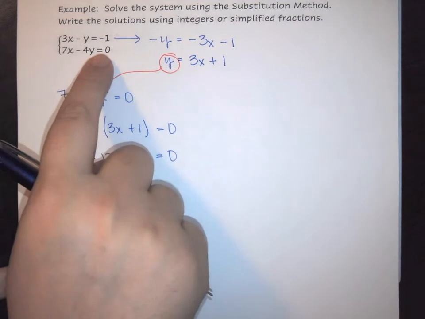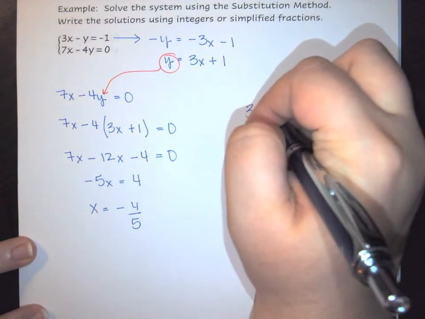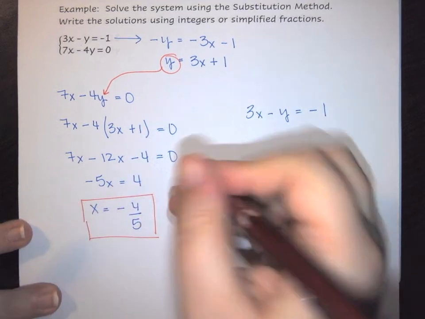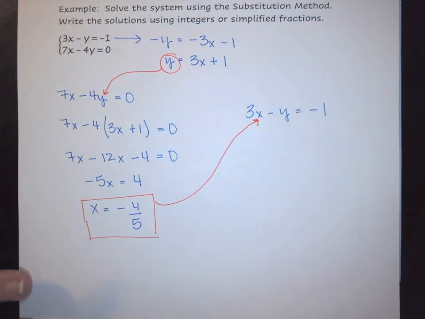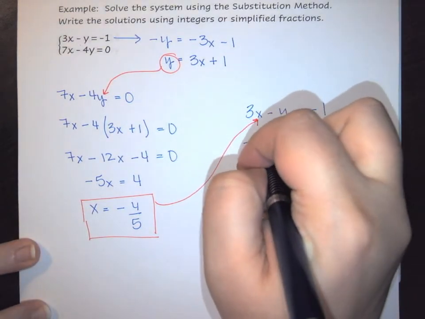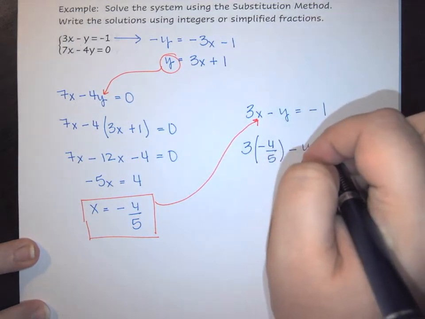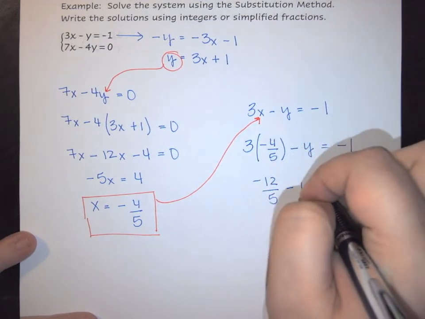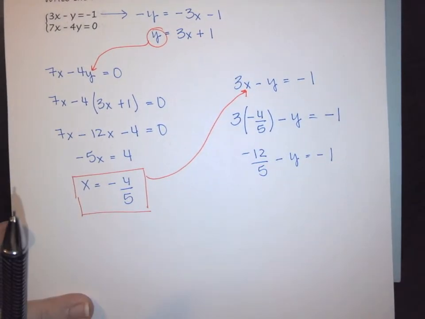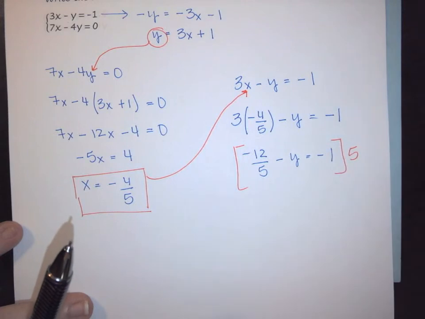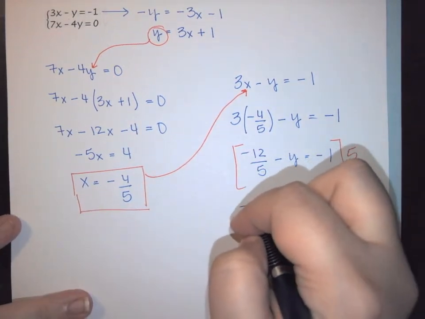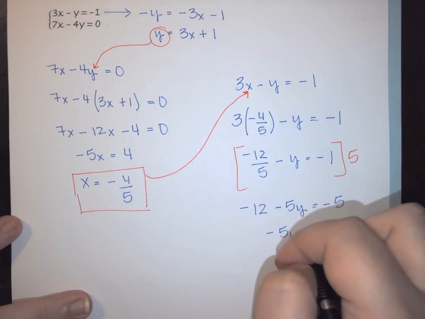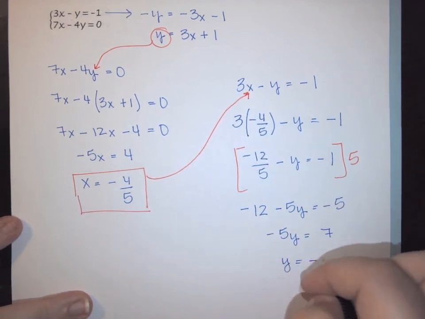Since we used the second equation, we're going to go back to the original. So 3x minus y equals -1. I'm going to take the solution that I just found and input it into my x. So here this is 3 times -4/5 minus y equals -1. This is -12 over 5 minus y equals -1. Multiply everything here by 5. So we're going to end up with -12 minus 5y is equal to -5. My -5y equals 7. So y equals -7 over 5.